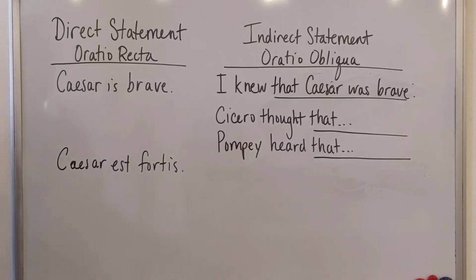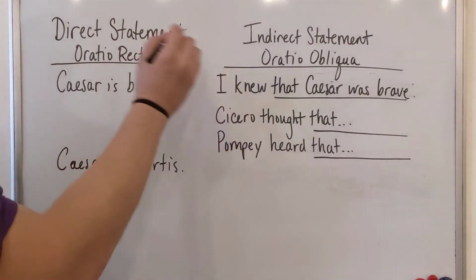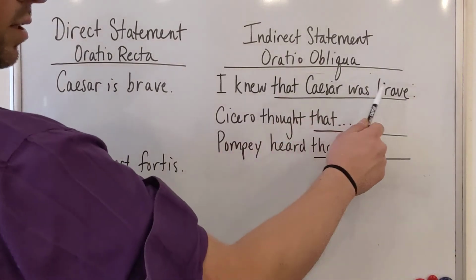All we've done here is change the tense of the main verb from a present time, present tense, to a past tense, a past time. So I knew that Caesar was brave. This also applies to the imperfect or the pluperfect. I was knowing or I had known that Caesar was brave. Check out what it does to the tenses of the infinitive. Hint, not a lot.